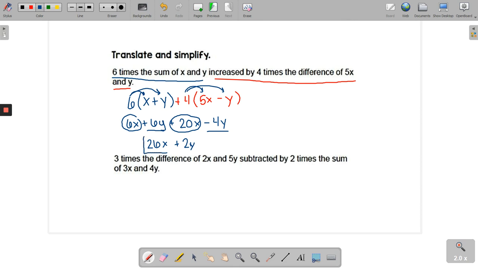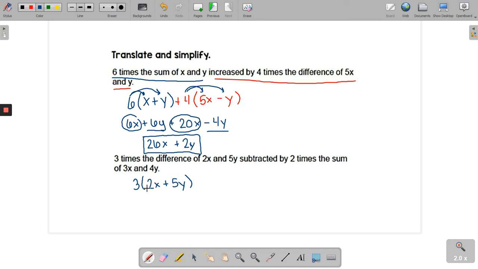Now we are finished with this problem. We only have one x and we only have one y, so we cannot combine those together. The last problem, we have 3 times the difference of 2x and 5y subtracted by 2 times the sum of 3x and 4y. Do this problem the same exact way. So 3 times the difference of 2x and 5y.